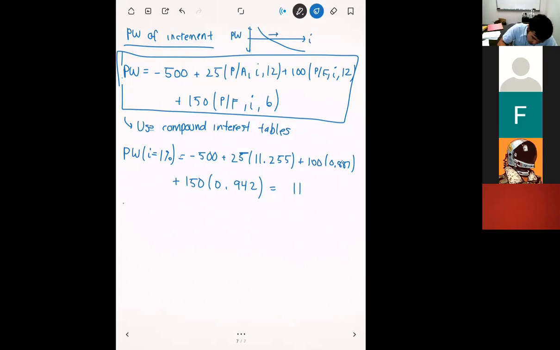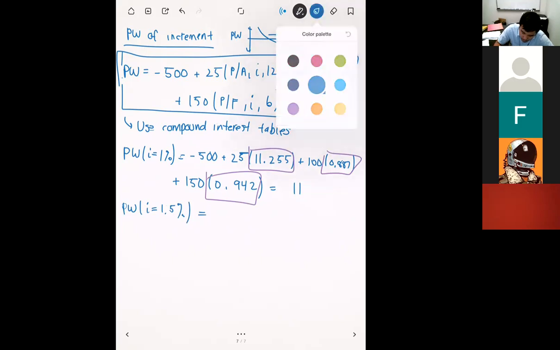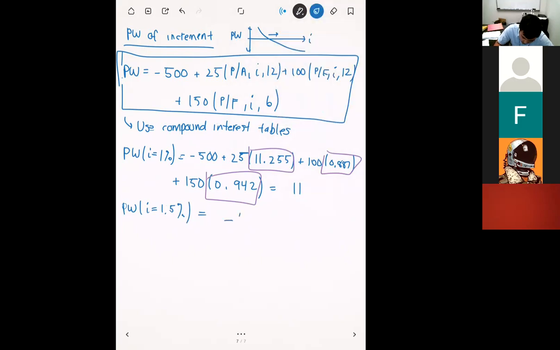And so let's guess just the very next one. The very next one on the tables is i is equal to 1.5%. And so this is going to change up all our conversion factors, and so all of these numbers will be different. You input all those conversion factors, and what you get in the end is -6.